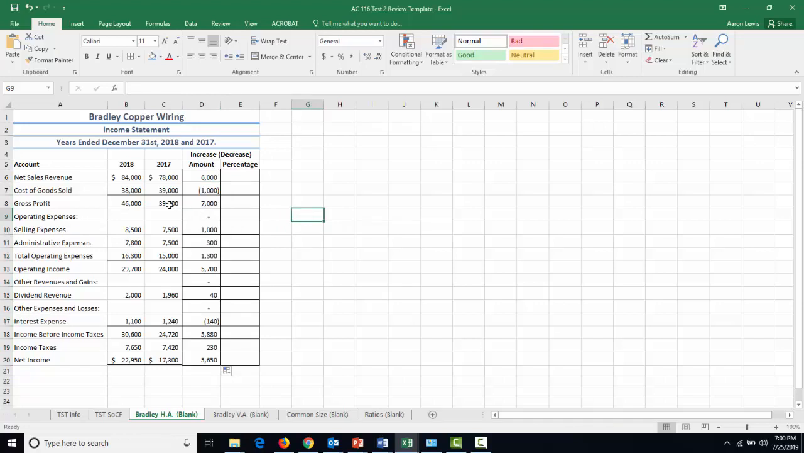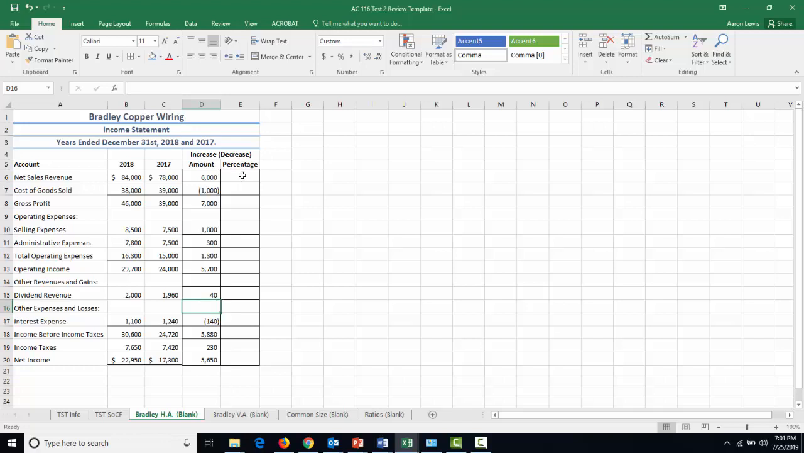So now we can go and make sure everything worked out okay. Gross profit went from $39,000 to $46,000. That's an increase of $7,000. Selling expenses went from $7,500 to $8,500. It's an increase of $1,000. Everything here looks good. So we have all of our numbers filled in. You can go and delete the spots with the slashes really fast.